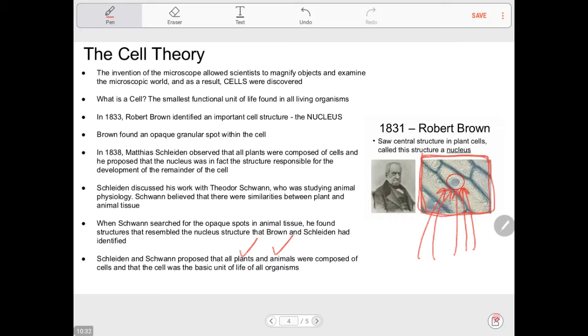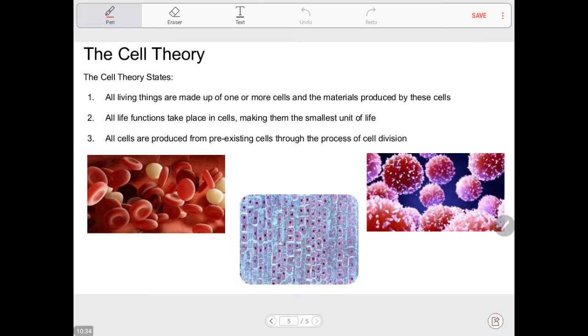This leads now finally to the cell theory, and yes, there is a question coming up. It's on your quiz and your final exam, where they say which one of these is not. So am I telling you have to know these? The answer is yes. The cell theory states all living things are made up of one or more cells. Number two, all life functions take place in cells, making them the smallest unit of life.